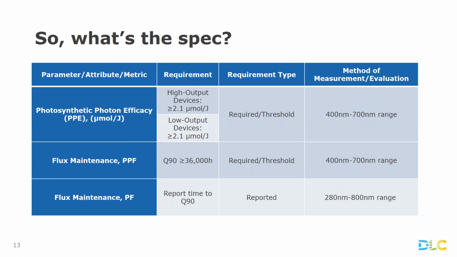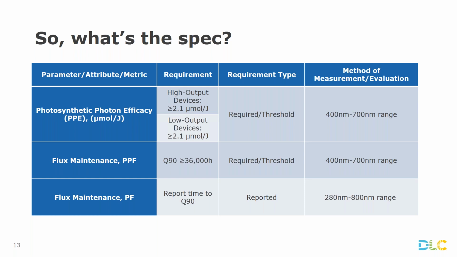The big number on this slide is the photosynthetic photon efficacy, or PPE. This is in the micromoles of output in the PAR range divided by the input joules of energy to produce that flux. For both high output and low output devices, we are proposing in this first draft to set it at 2.1 micromoles per joule. The reason for this number is that it's indexed to the kind of best-in-class horticultural lighting product that we could find on the market, which is 2.1 micromoles per joule, to our understanding.